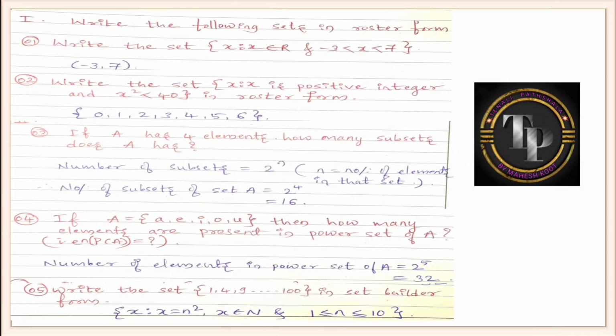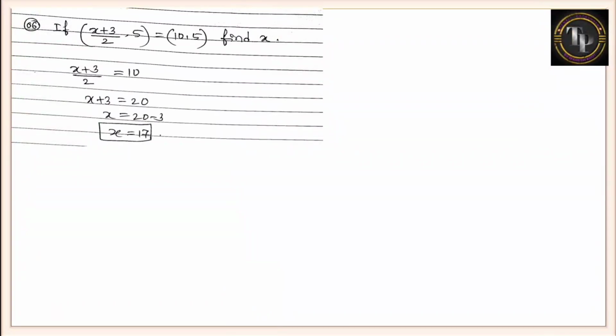So I have written x such that x is equal to n square, x belongs to N. N means the natural number set, which starts from 1, and n is greater than or equal to 1, less than or equal to 10. This is set builder form, and you are given the roster form. I hope you followed, guys. Definitely you will get one question from set builder form or roster form.